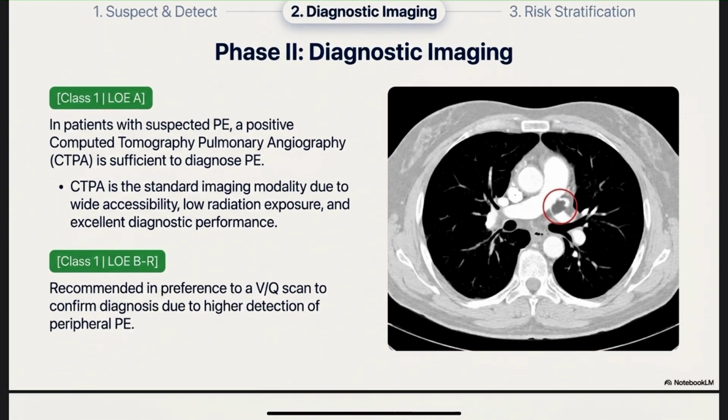Next is diagnostic imaging. Remember, a positive CTPA is sufficient to diagnose PE. If CTPA is negative, no need to go with the VQ scan. Nothing is going to help much. CTPA is recommended in preference to a VQ scan to confirm the diagnosis due to the higher detection of even peripheral pulmonary embolism. So it has been proven superior compared to any other modality.